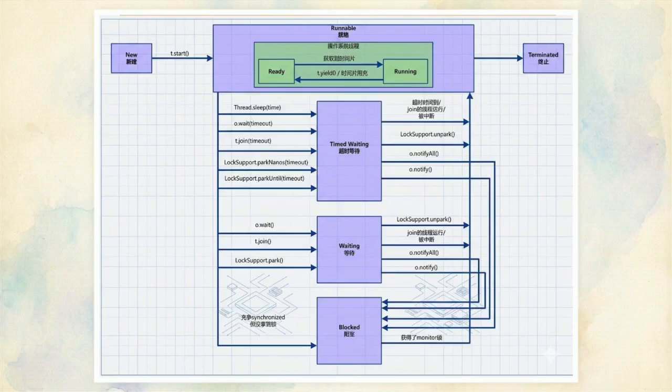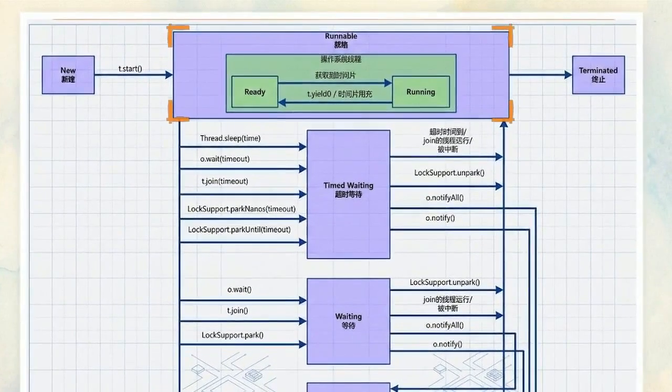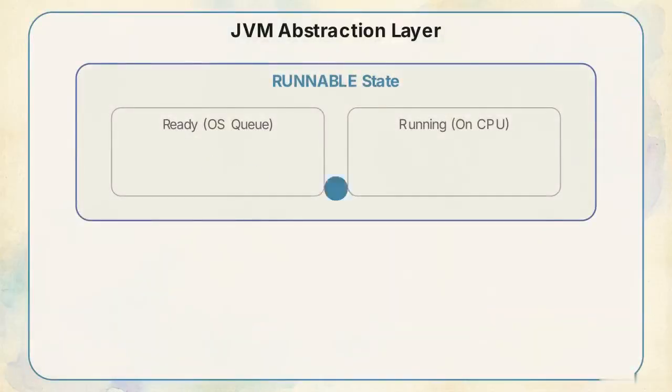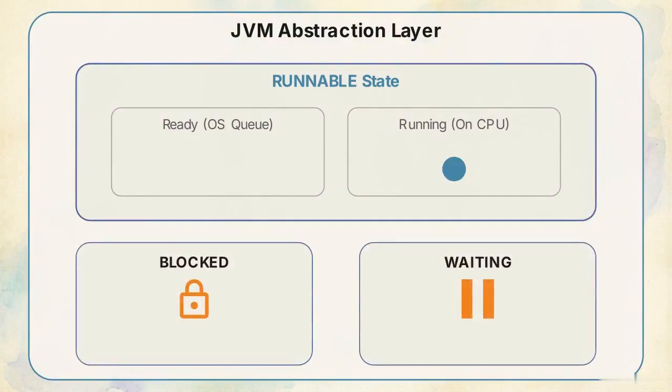This schematic details how the JVM abstracts underlying OS complexity into a 6-state machine. Notice the Runnable state at the top. The JVM deliberately merges the OS states of ready, waiting for CPU, and running, executing on the CPU, into this single Java state. The JVM cannot predict exactly when the OS scheduler will pull a thread onto the physical CPU. From the JVM's perspective, the thread is simply ready to run.